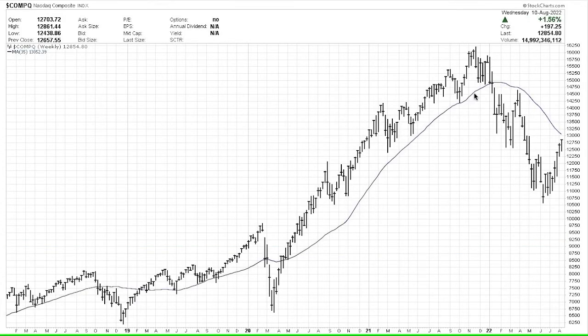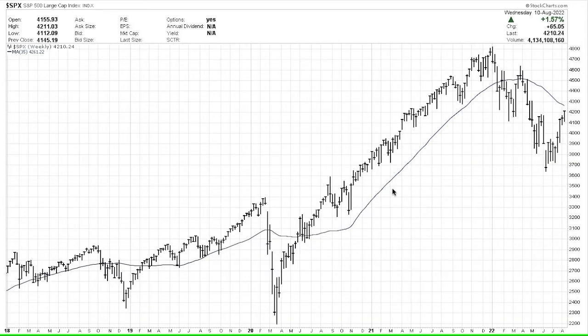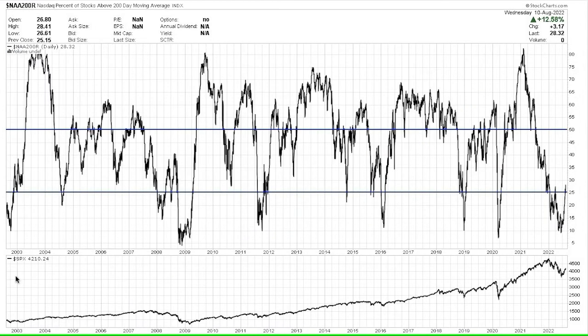Now, I did want to touch base on this particular indicator. This is the weekly Nasdaq. We're getting very close to crossing above that 35-week moving average. Remember the rule: we've got to get above that 35-week moving average for at least 2 weeks. And then if we look at the S&P 500, getting very close, same thing. So we want to see both the S&P and the Nasdaq get above that 35-week moving average for 2 consecutive weeks. We'll have to see what happens.